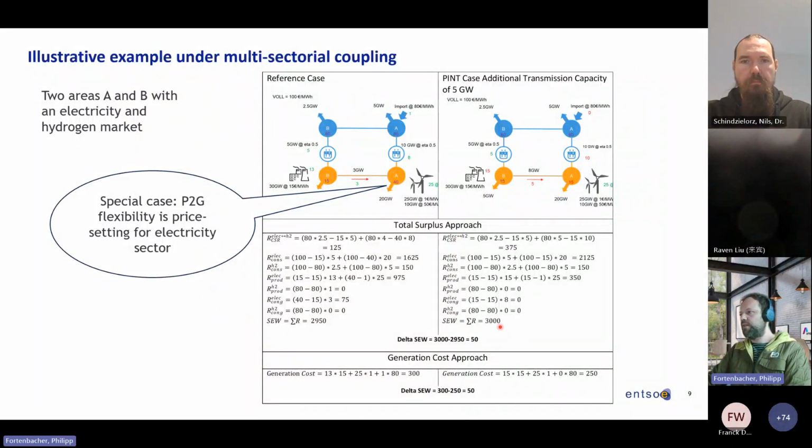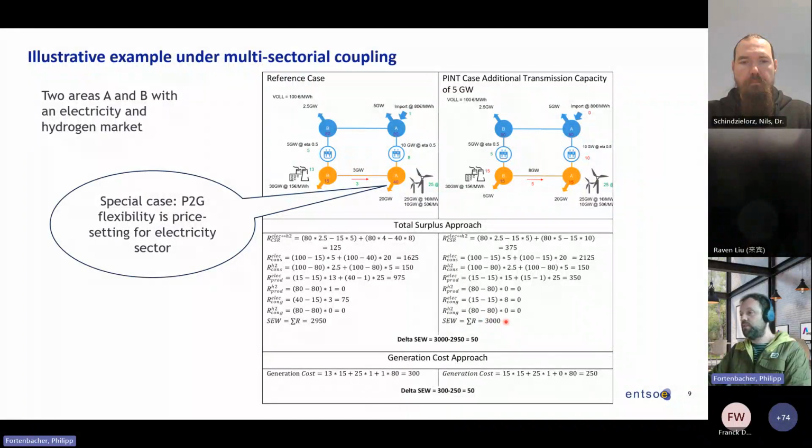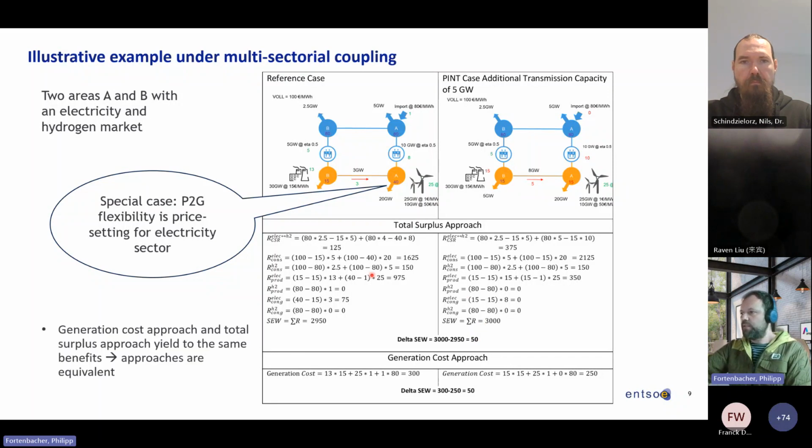And so then you see that in total, the SKU increases to 3,000. And if we take the difference, then you see that this project has a total benefit of 50, right? If we just now check this with the generation cost approach, you see that it will yield the same result, because in theory, both approaches should yield the same result.